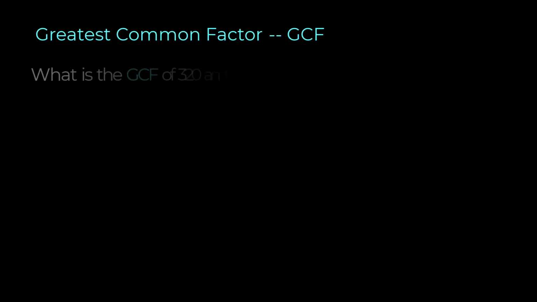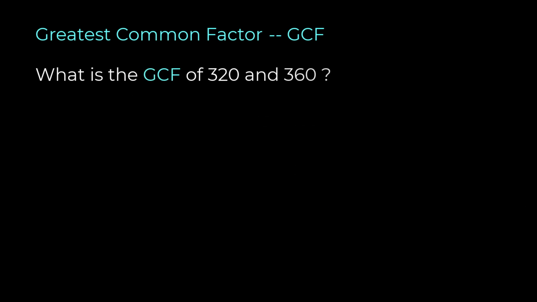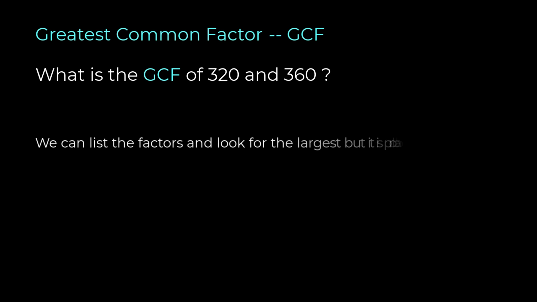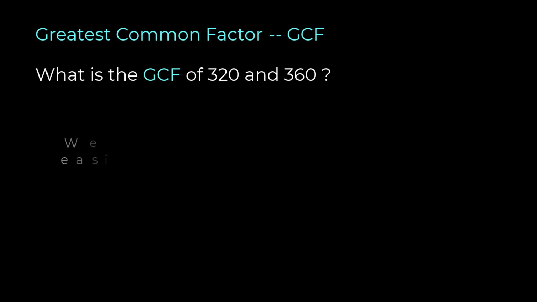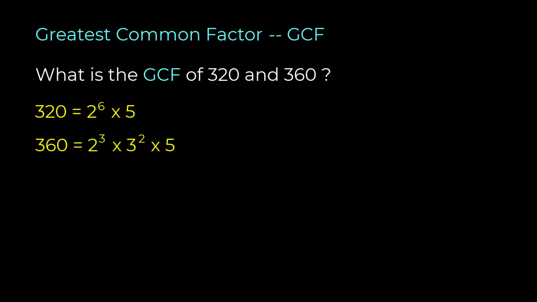What is the greatest common factor of 320 and 360? Writing out the list of factors for both of these numbers and finding the largest is a possibility, but it isn't the only way to proceed. Let's try prime factoring. If we do the prime factoring of 320, we get 2 to the 6th power times 5. For 360, we get 2 cubed times 3 squared times 5.